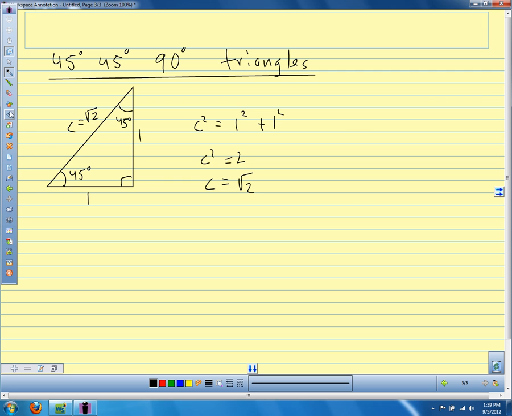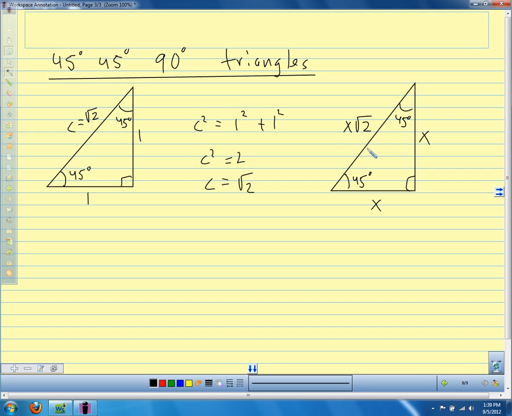So let me draw another 45, 45, 90. This is going to be important to remember. If this is a 45, 45, 90, if these two sides are x, the hypotenuse is going to be x times the square root of 2. Hypotenuse on a 45, 45, 90 is always square root of 2 times the length of the legs.